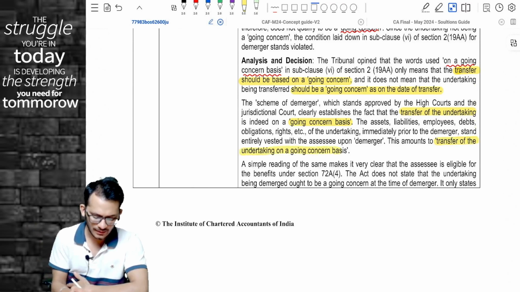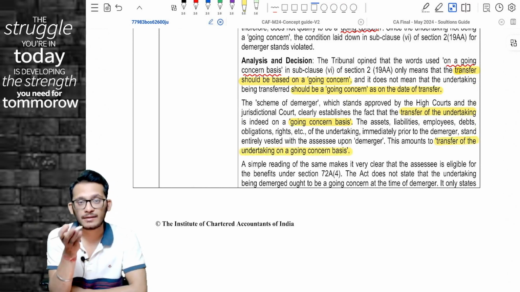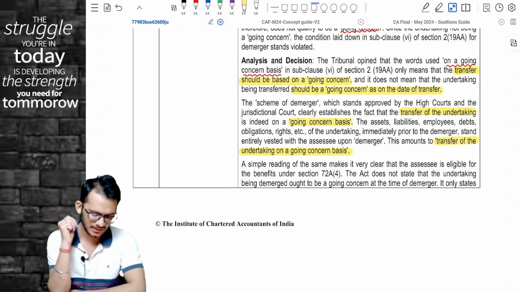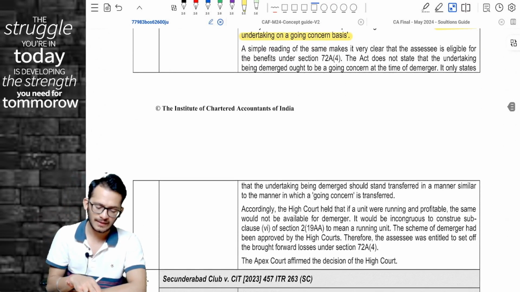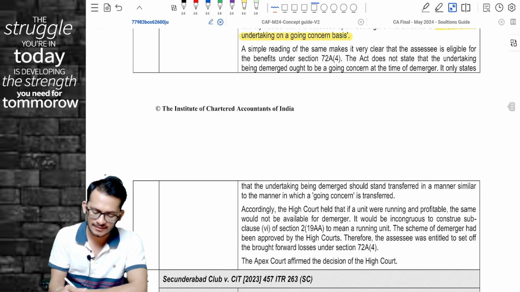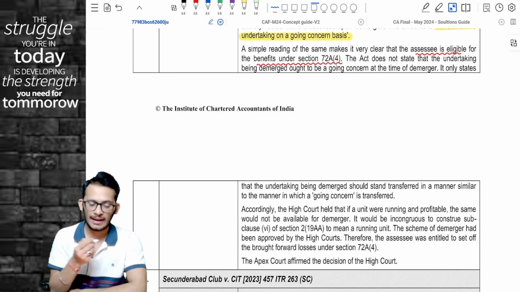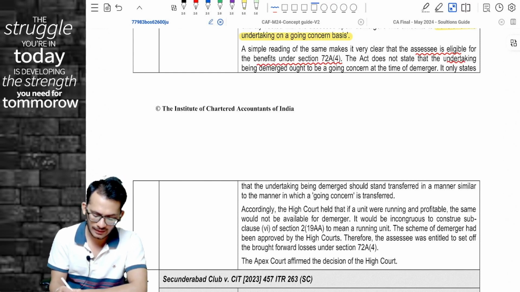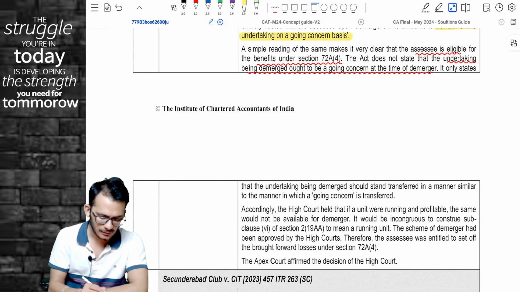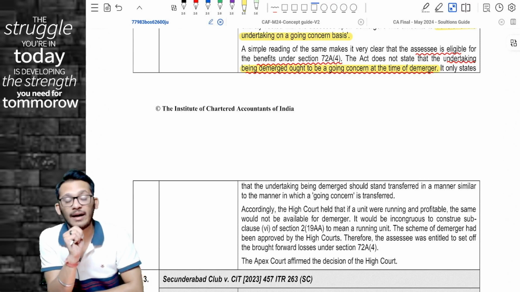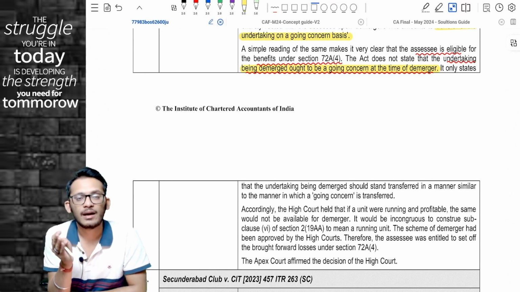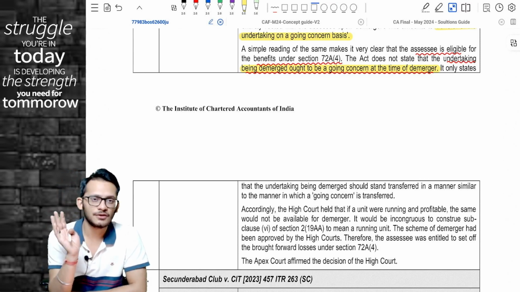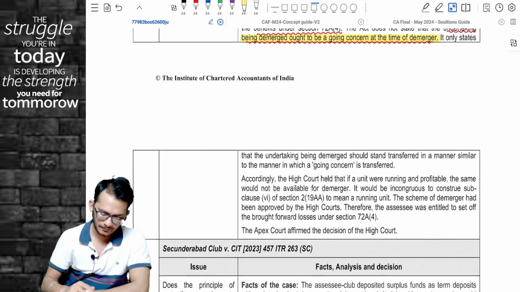So the courts said that no matter how you tell it, the transfer has taken place on a going concern basis. A simple reading makes it very clear that the assessee is eligible for the benefits of section 72A4. The act does not state that the undertaking being demerged ought to be a going concern at the time of demerger. Please mark this as important. Nowhere in the act does it say that the unit should be a going concern. The transfer alone is sufficient to be on a going concern basis.